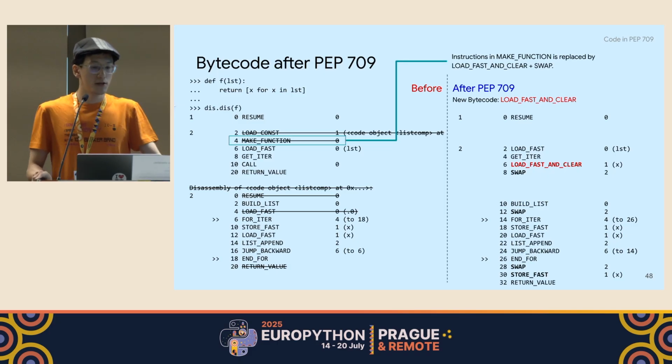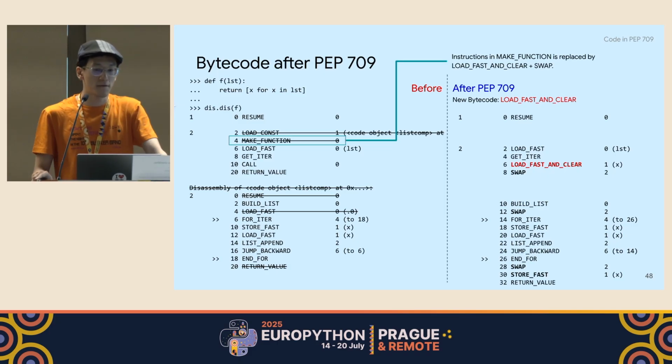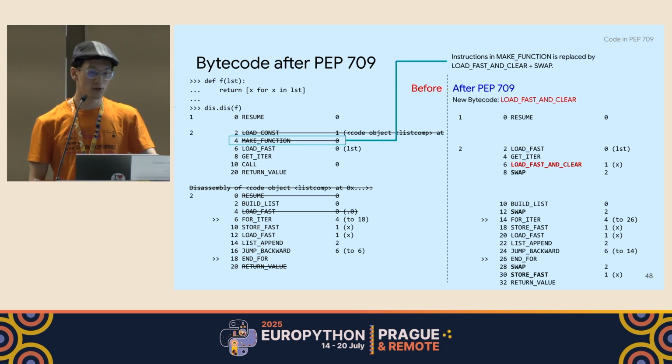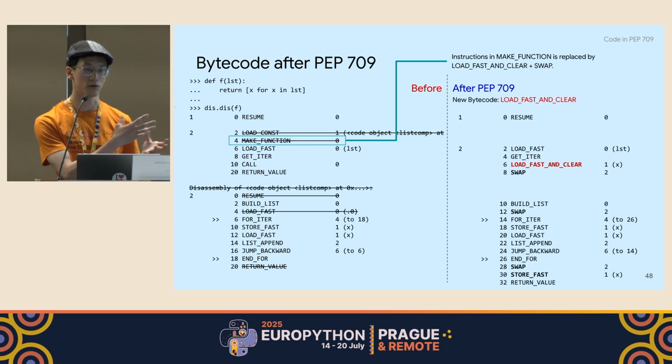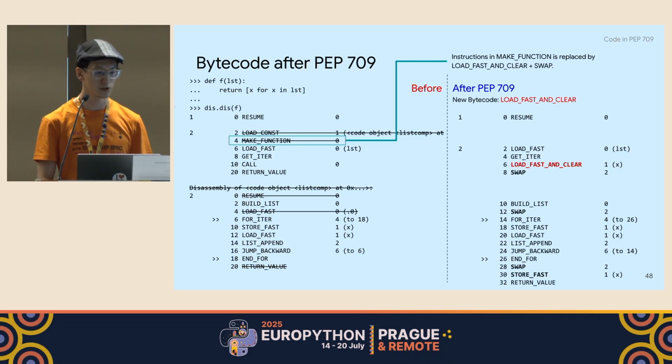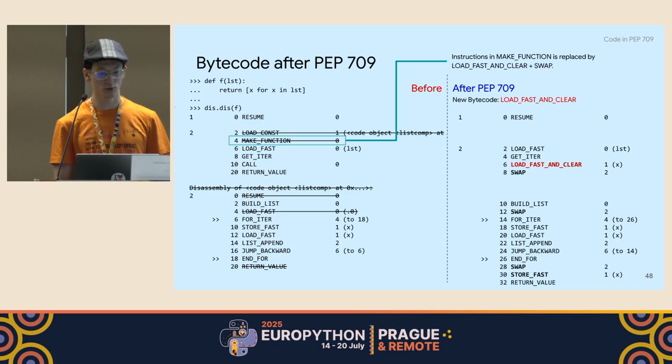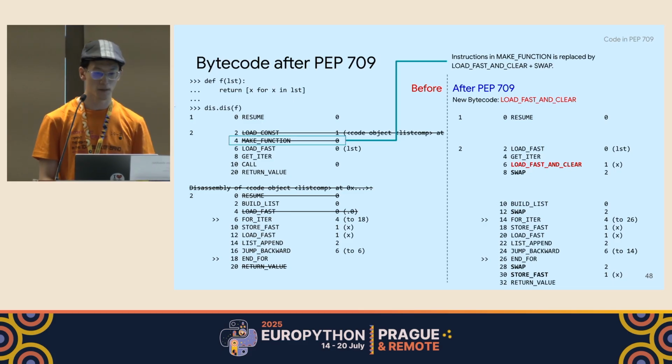PEP 709 here drops the make function with a new bytecode called load fast and clear. So we need to trace how it drops this make function step and uses another approach to solve the same problem. So I'll again quickly go through the bytecode to see what's going on.